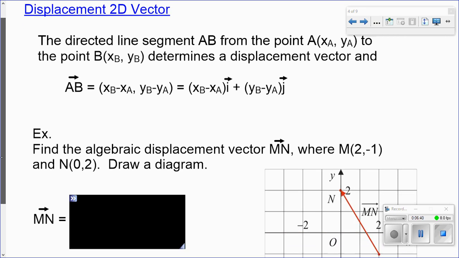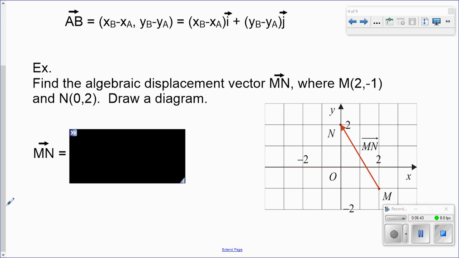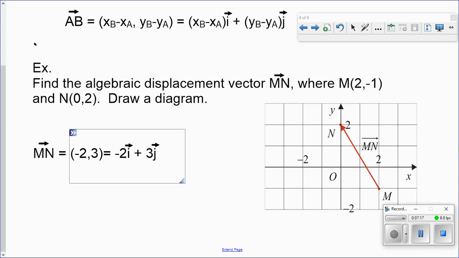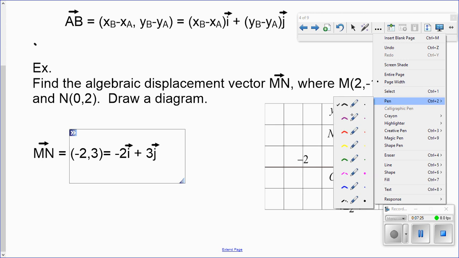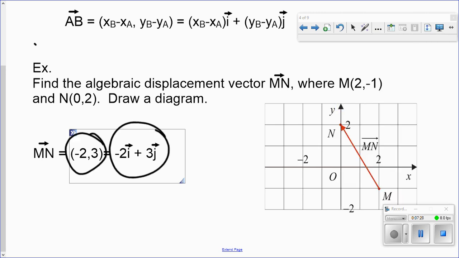And displacement vector in 2D, I talked about this as well. So my displacement vector, this example here, explains the pathway that I go from M, starting at M, all the way to ending up at N. So M is the point 2, negative 1, and N is the point 0, 2. My displacement vector MN is found, so my displacement vector would be the vector negative 2, positive 3, and that's represented here, or with component vectors. Now, to find that mathematically is up here, this formula.